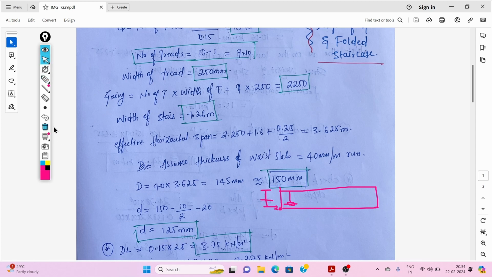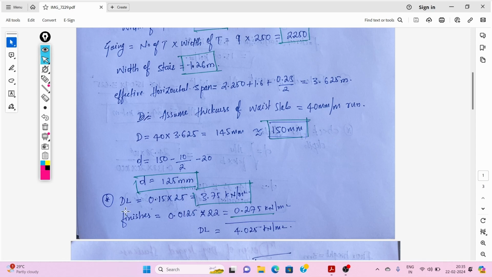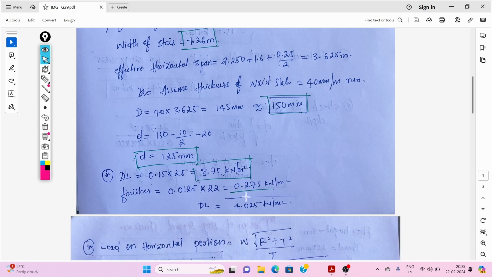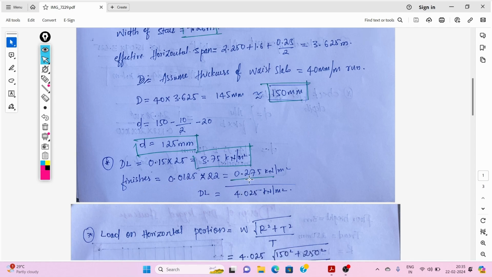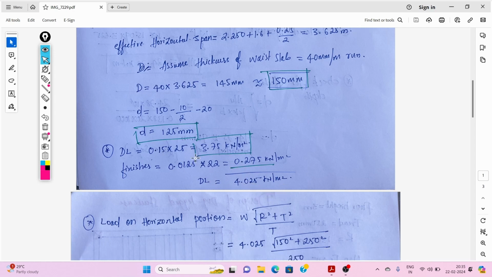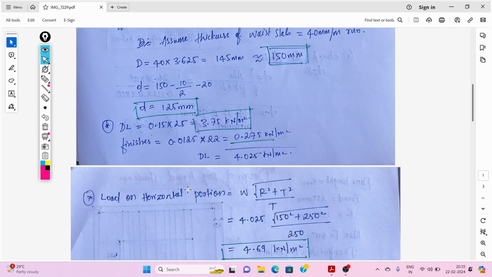So now the dead load. The self weight of the waist slab is 0.15 into the density of concrete, giving 3.75 kilonewton per meter square. The finishes depend on the material; here we get 0.275 kilonewton per meter square. Adding these two, we get 4.025 kilonewton per meter square. This dead load is for the waist slab. Now we need to find the load on the horizontal portion.